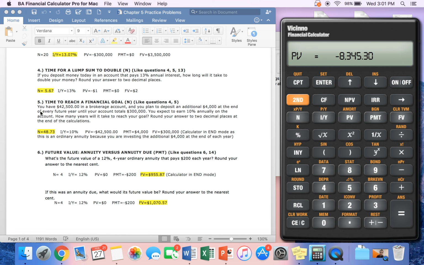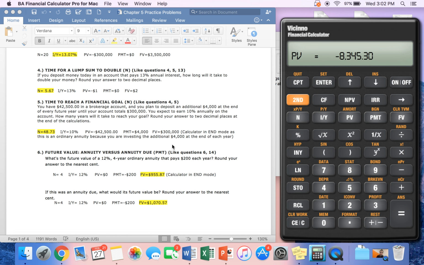Your present value, it says currently you have $42,000 in a brokerage account, and you're going to deposit $4,000 at the end of every year until you expect to earn $300,000. So some people ask, do I need my calculator in end mode or beginning mode since I'm dealing here with an annuity?